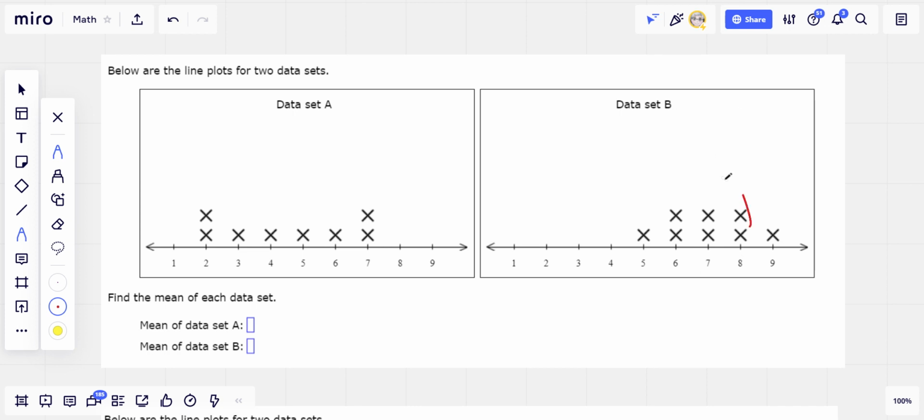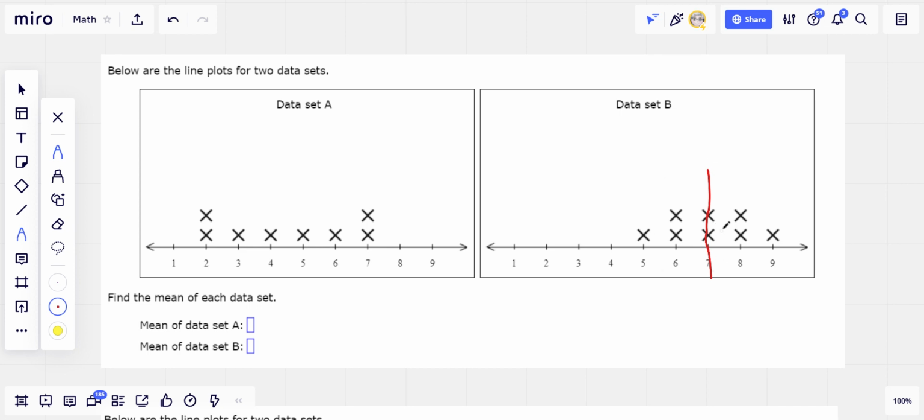And if we were to, whoops, let me get rid of that. If we were to cut this data set right through there and fold it, you can see that it should be exactly the same on either side. These are like mirror images of each other. So this is our line of symmetry, as we call it.